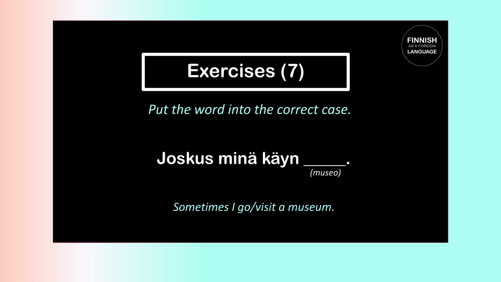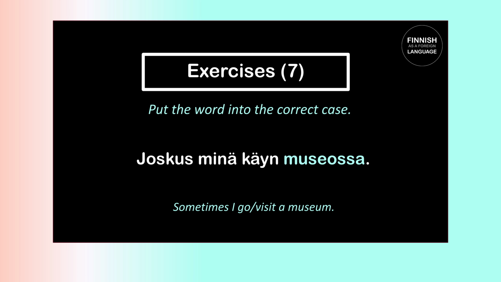Nice, now let's do 3 more exercises. Here we have some verb reactions. We want to say sometimes I'm going to a museum or I'm visiting a museum. What do we have to fill in? Joskus minä käyn. Which case do we need here? That's right, it's the inessive case. Joskus minä käyn museossa. Museossa, inessive case. Inessive case because of käydä.